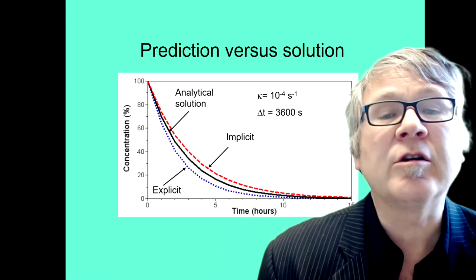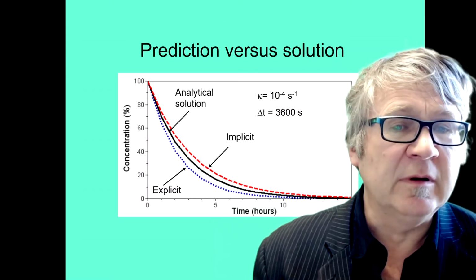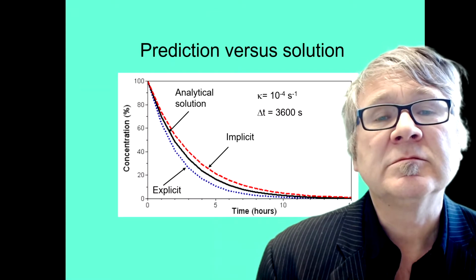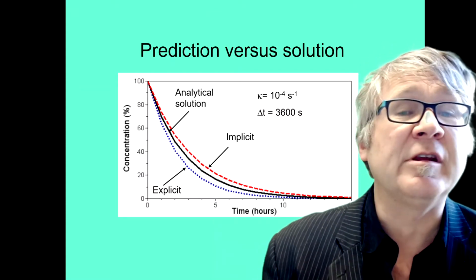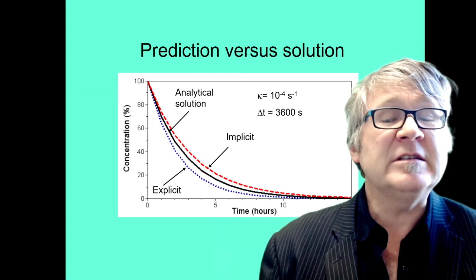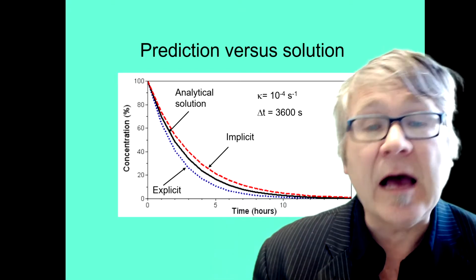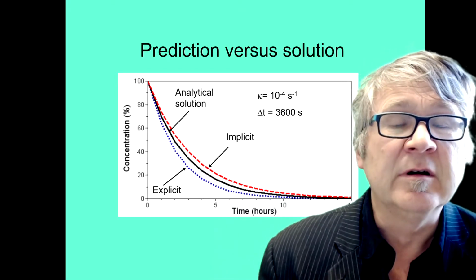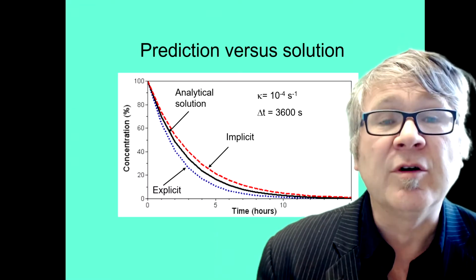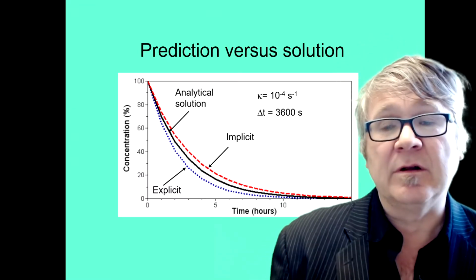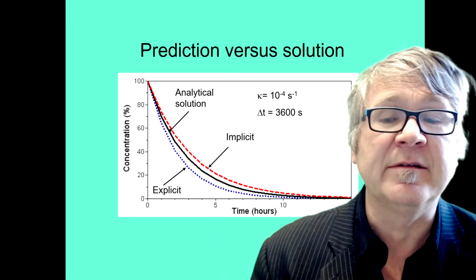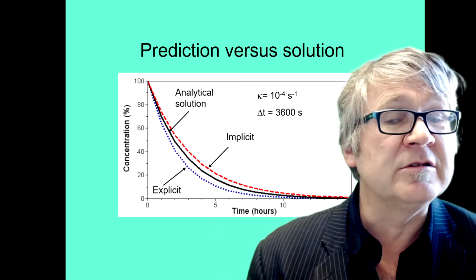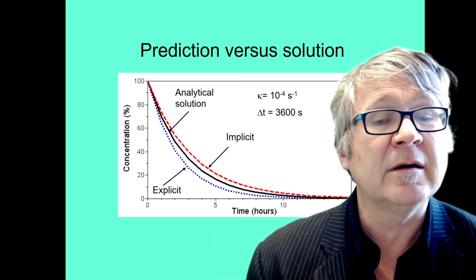And so now we can compare the prediction with the solution. Okay, we know the solution of the decay problem. And this is now an example which is very, very similar to the concentration of the wine content for the wine thief example. Okay, so you start with 100%, and then you have an analytical solution, which is the black line.